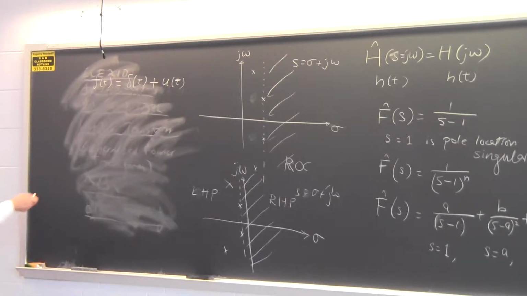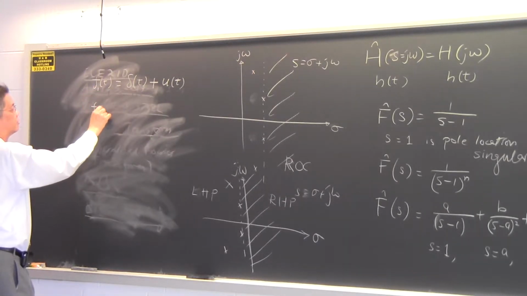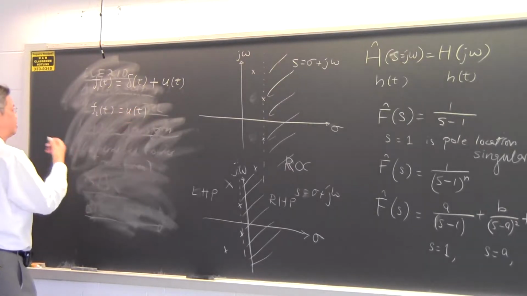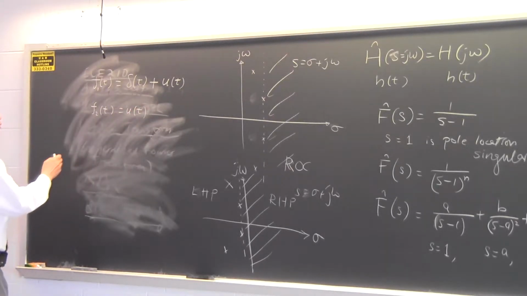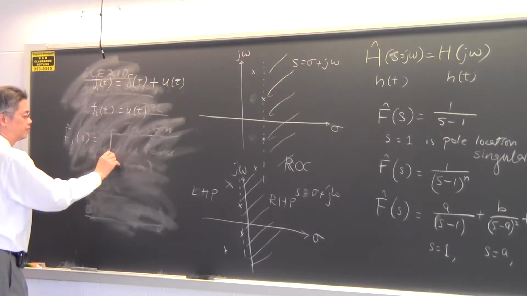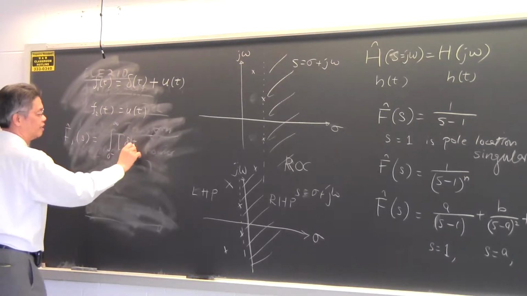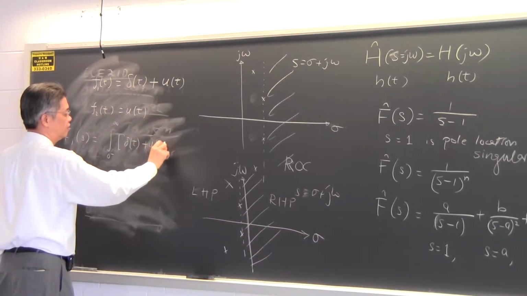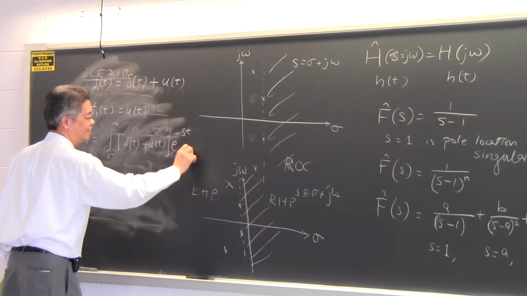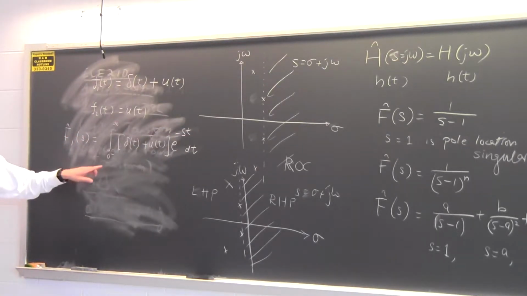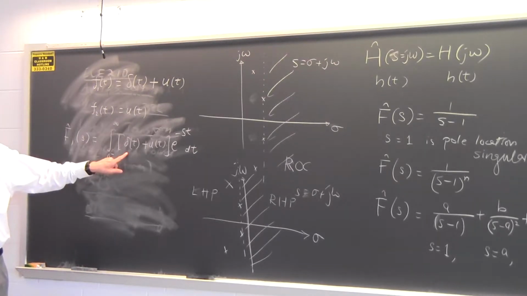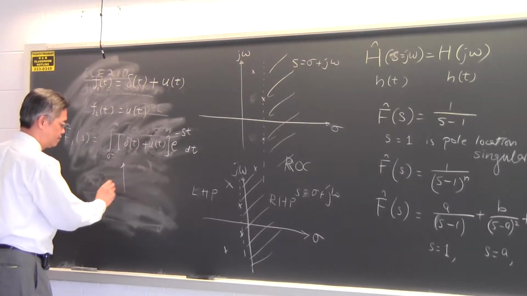Okay? Say this is f1 of t, and f2 of t is just u of t. If I apply the Laplace transform rule, I will find that f1 hat of s is equal to the integral from 0 minus to infinity of delta of t plus u of t, times e to the minus st dt. If the 0 minus had not been defined here, the first integration would have been undefined or ambiguous, okay? Because delta is a delta function that peaks at 0.